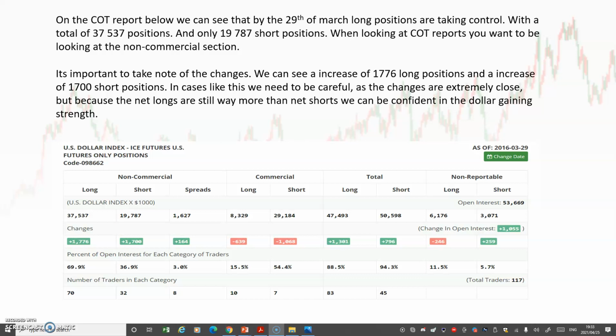COT reports are released on a weekly basis, so the data is reported on Tuesdays. The data gets released every week, on Friday, just before market close. So it's always important also to just keep in mind the change over here.